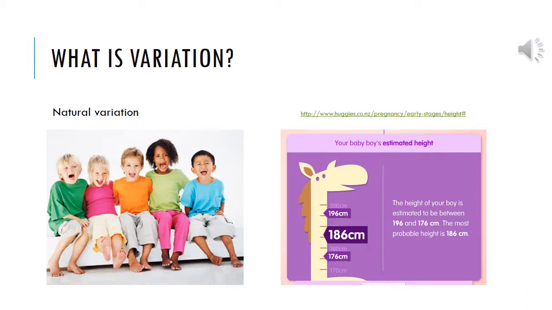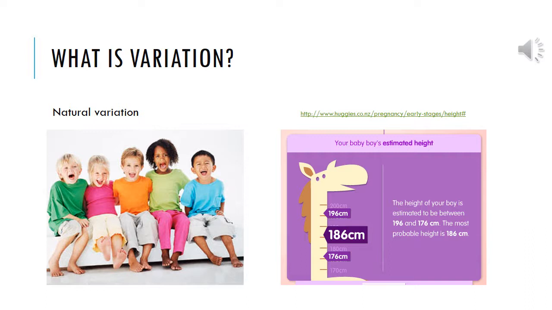Have a look at the group of children in the image above. They're all the same age, but look at their different heights. Genetics and environment work together to determine a person's height. This is why not every 6-year-old is the same height. This is called natural variation. There's a natural variety in heights.